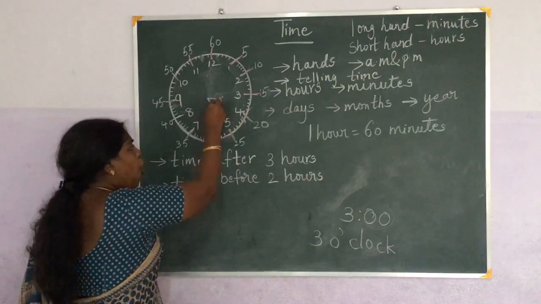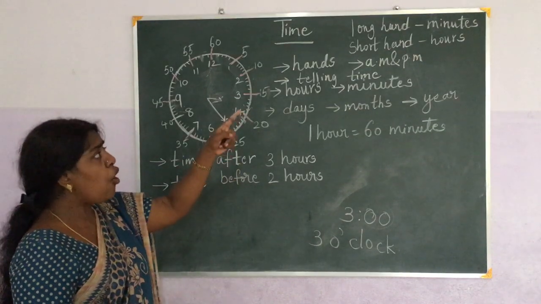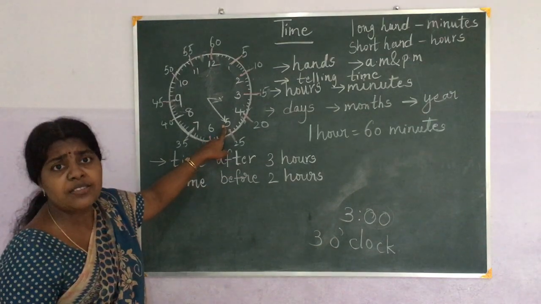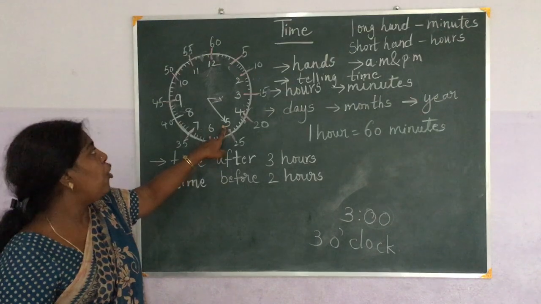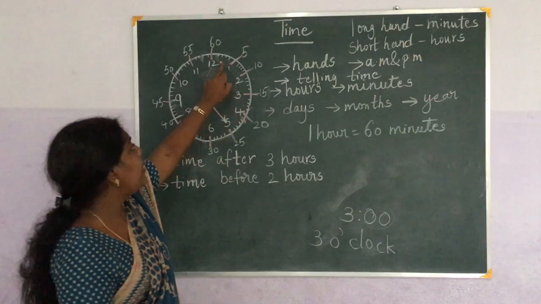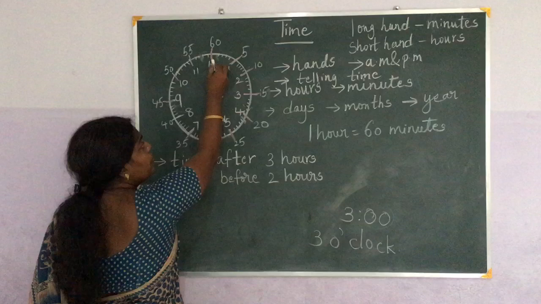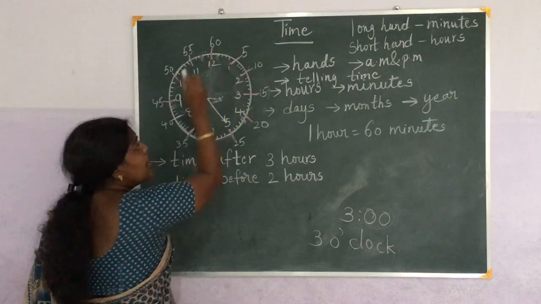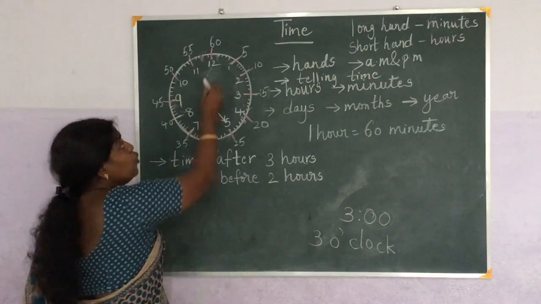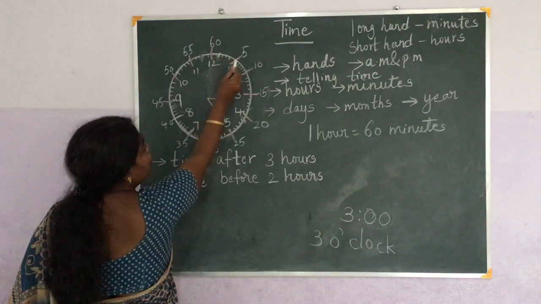Suppose the long hand is at 5, does it mean it is 5 minutes? Because the long hand shows minutes. So if the long hand is at 5, does it mean 5 minutes? No. Why? Because if you observe the small dots in the clock, between the number and number, we are having these small dots. So the clock starts from here. This is 1, 2, 3, 4, 5.